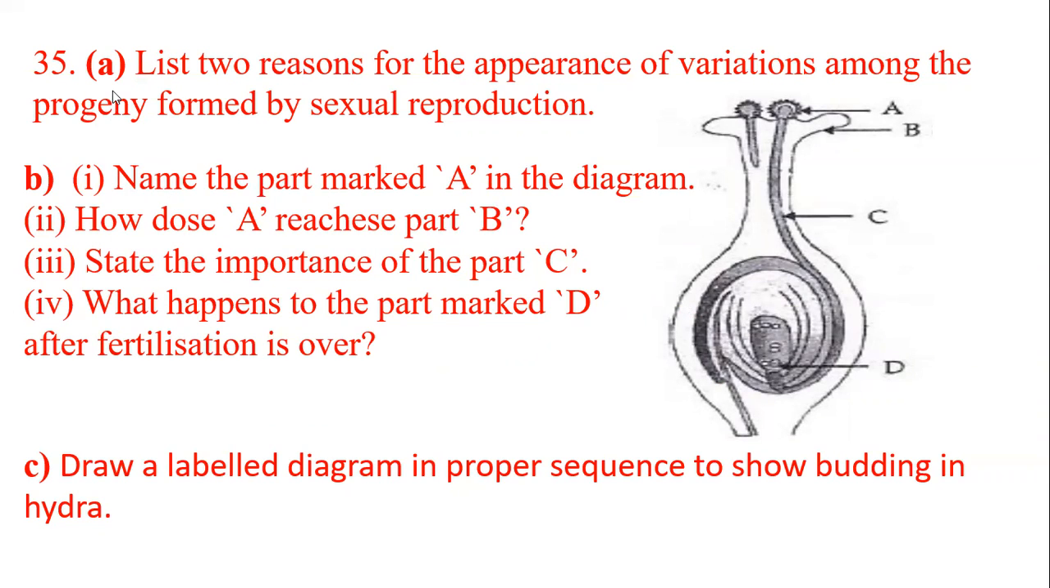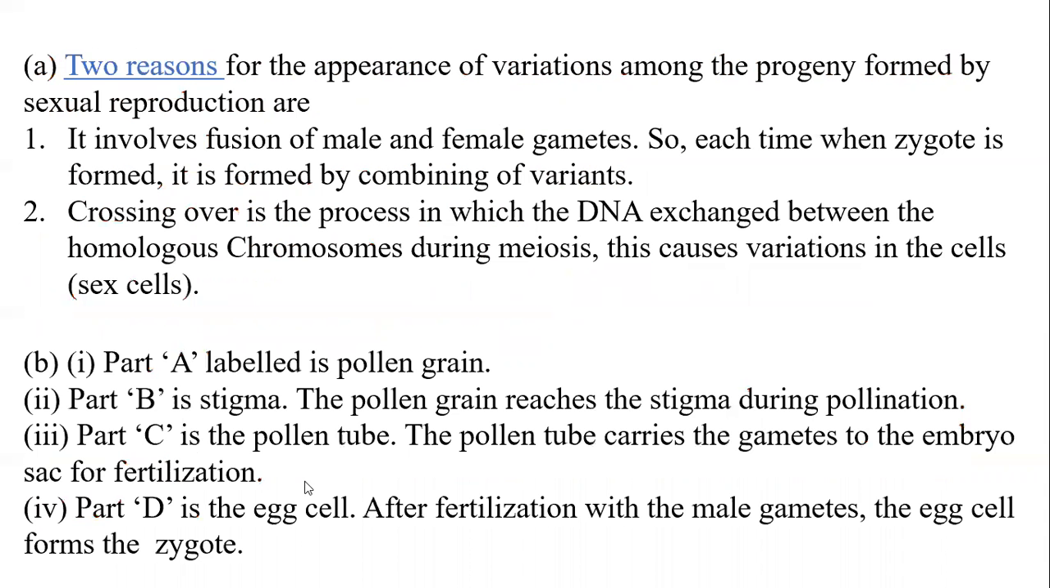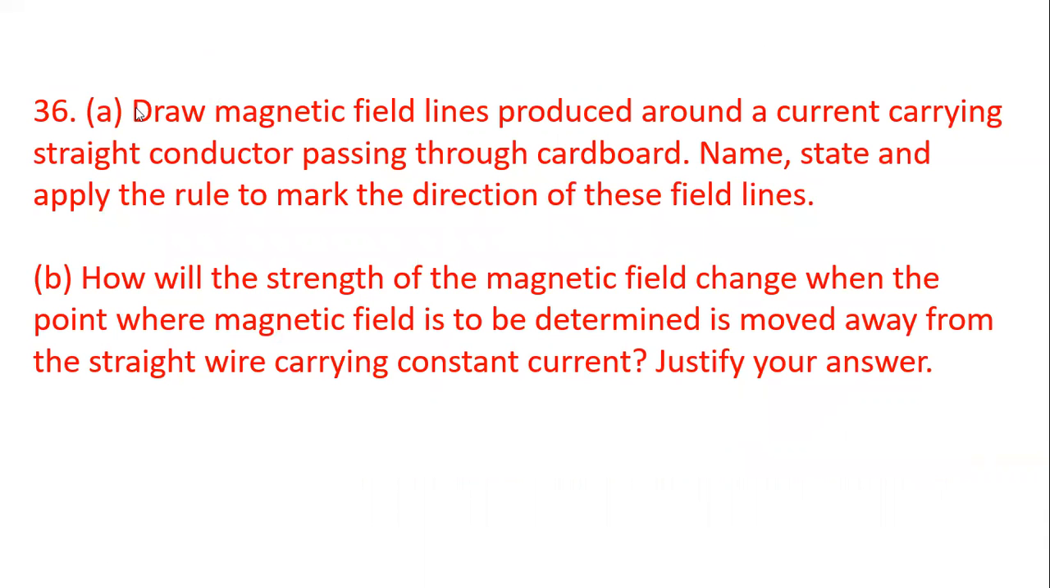Okay, this is about question number 35. A, B, C. We have finished. We have rechecked also. A got over, B got over, C got over. Well, move to the next question.